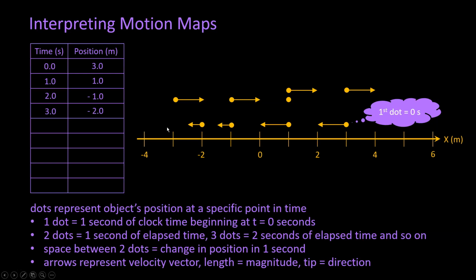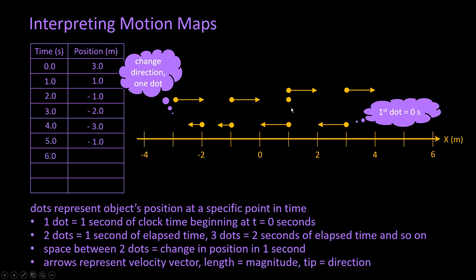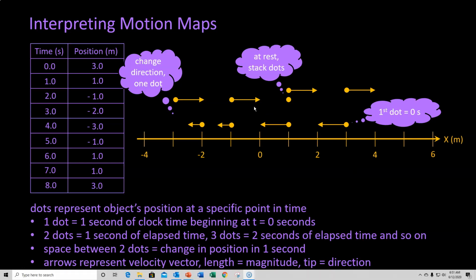And now when we get to our fifth dot, we're going to change direction. And we only have one dot when we change directions. At second 4, the position is -3. At 5 seconds, it's at -1. And at 6 seconds, it's at 1 in the positive direction. And notice at 7 seconds, because the dots are stacked, it's going to be at the same position, and then it starts moving again. So at 8 seconds we're at position 3. So this is how you interpret a motion map and get position time data from it.